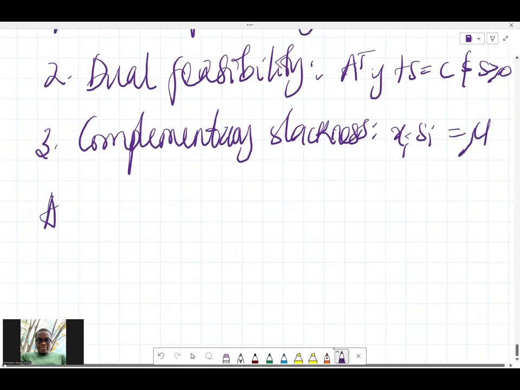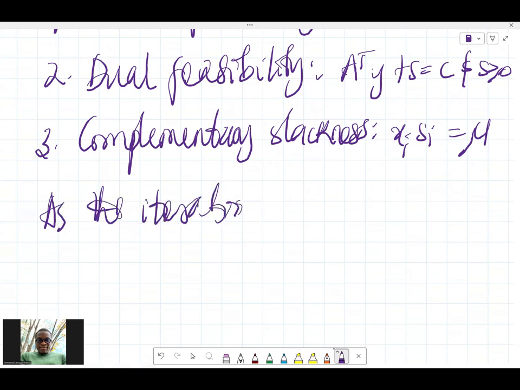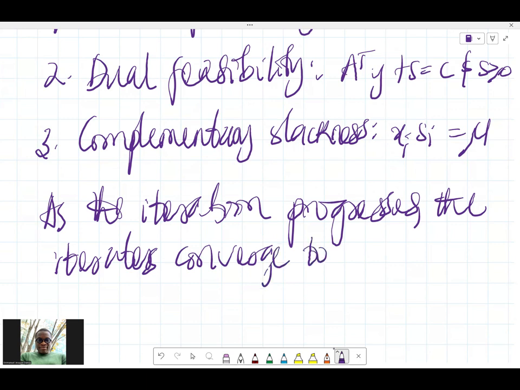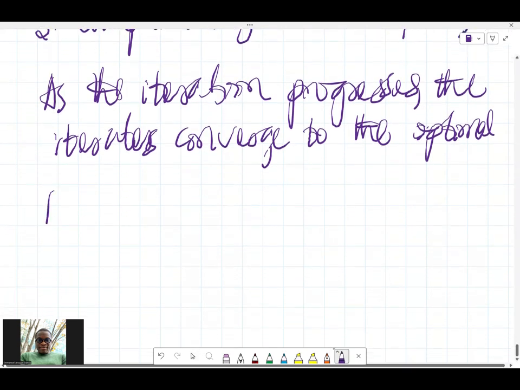So as the iteration progresses, the iterates converge to the optimal point.